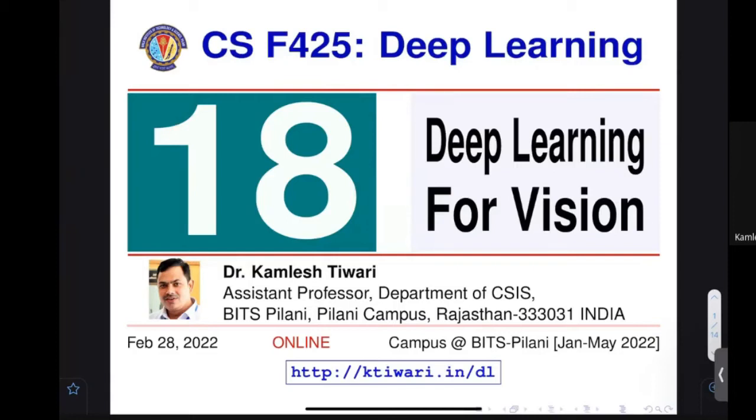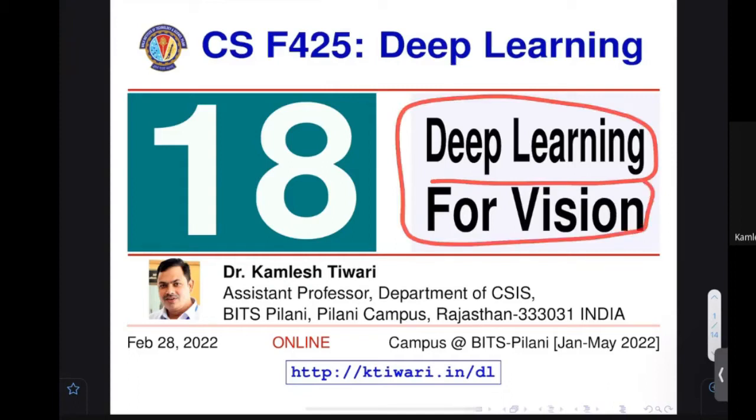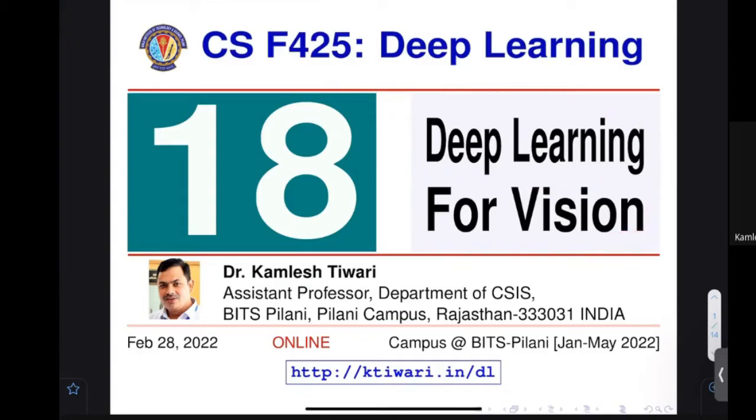In this session, we are going to talk about how deep learning is helping to solve the computer vision problem. This part is very important, and after that, we are going directly to see the important models that have been proposed in the deep learning domain.